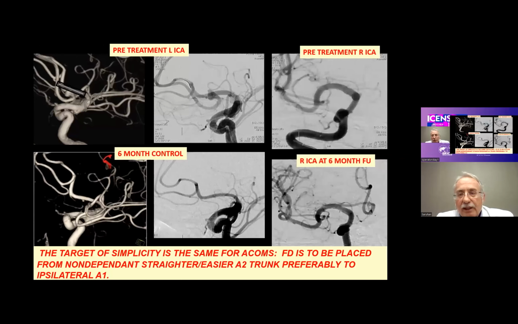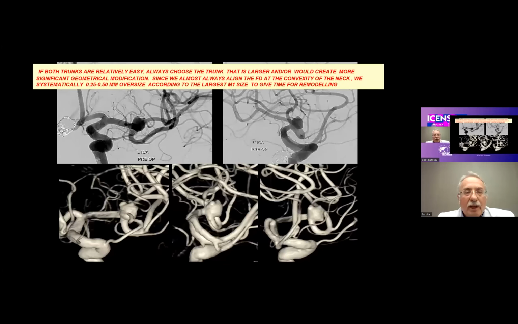What happens to the right A2? It starts to fill more from the right side. Right A1 was hypoplastic, with the remodeling of the flow. Right A1 got bigger. So if both trunks are relatively easy, this case can be treated with other means. That's another question. But we believe in this treatment.